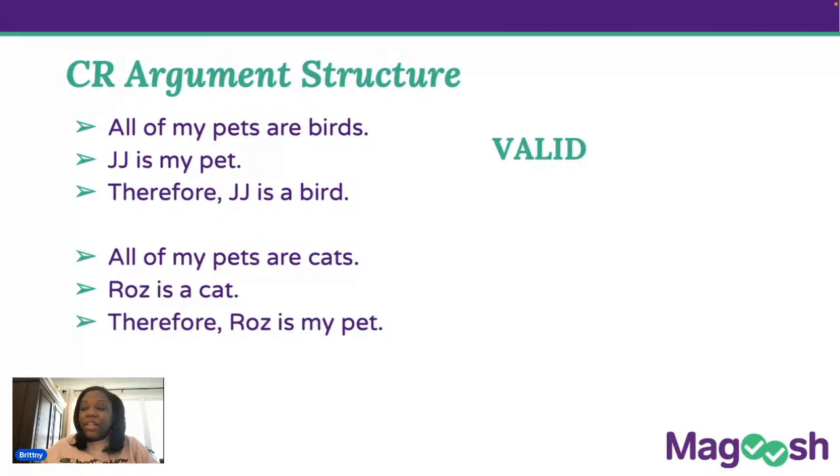Is that a valid argument? Well, if we were to say it was a valid argument, that would mean that I own all of the cats in the whole wide world, right? So Roz doesn't have to necessarily be my cat or my pet. He could be Susan's pet, my best friend's pet, right? So this is a flawed argument.